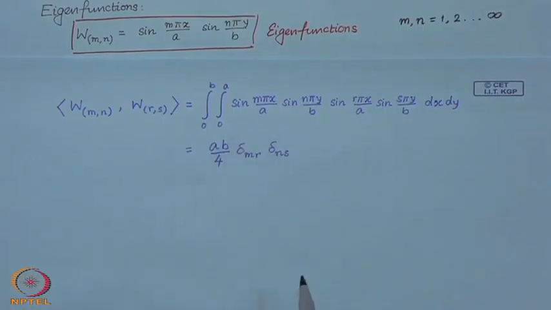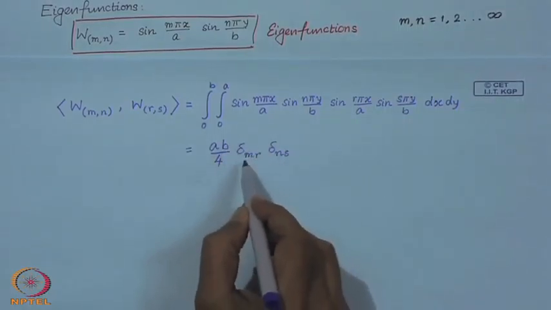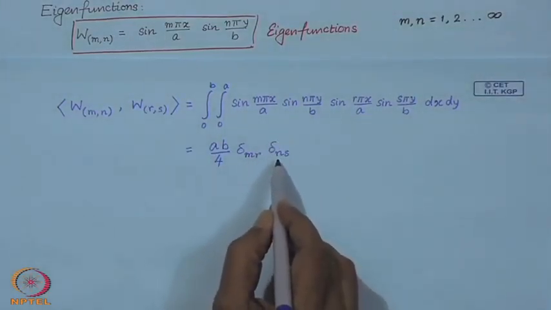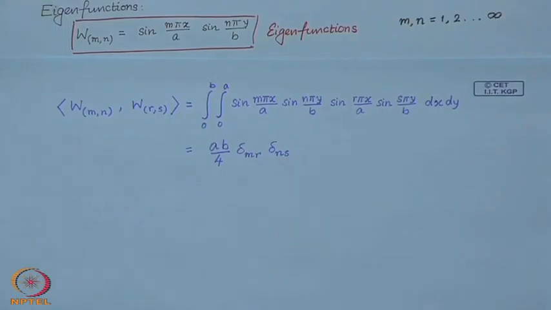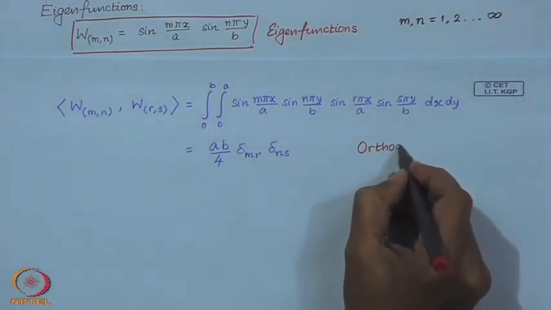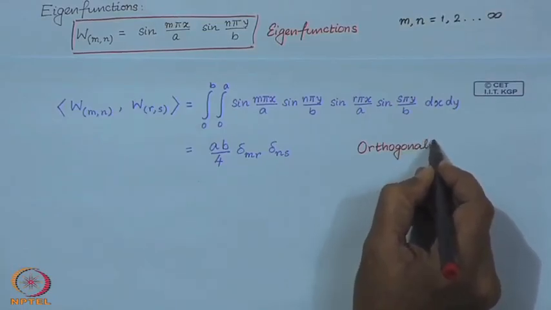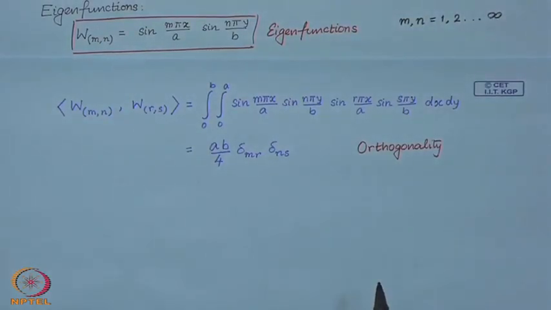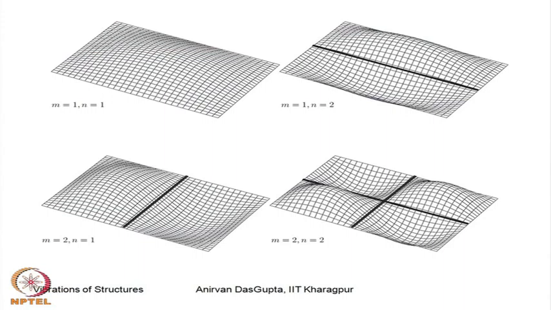So this takes a value 1 only when m equals r, and similarly this takes a value 1 when n equals s, otherwise they are 0. So this is the orthogonality property of the eigenfunctions. Now, before we move on, let us have a look at some of these eigenfunctions.